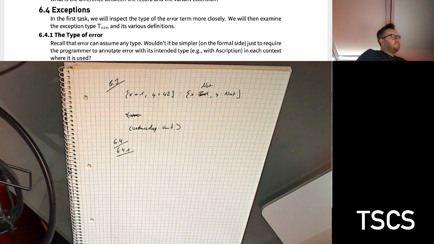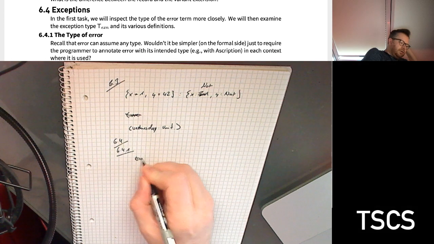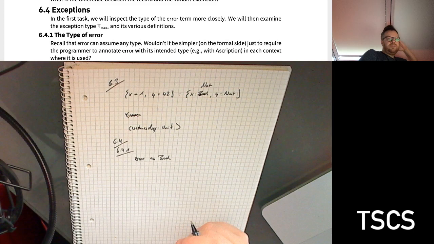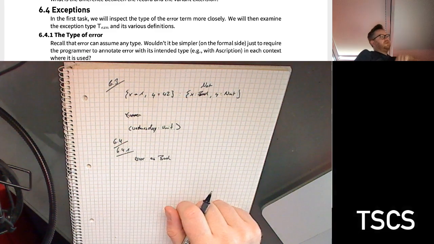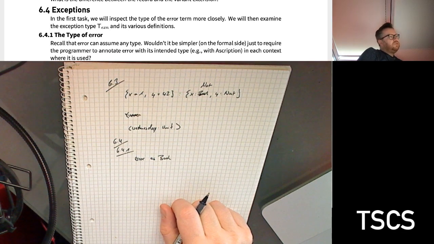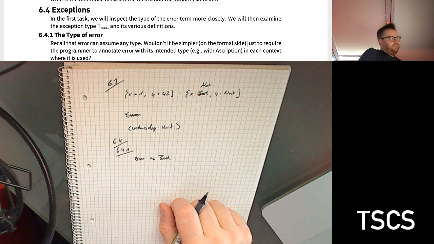So you would have something like a function, and you can say that, okay, you have something like error as bool, something like that. You could do that. Well, this is ascription at that point. This is what's given here. The problem is that you would break type preservation.